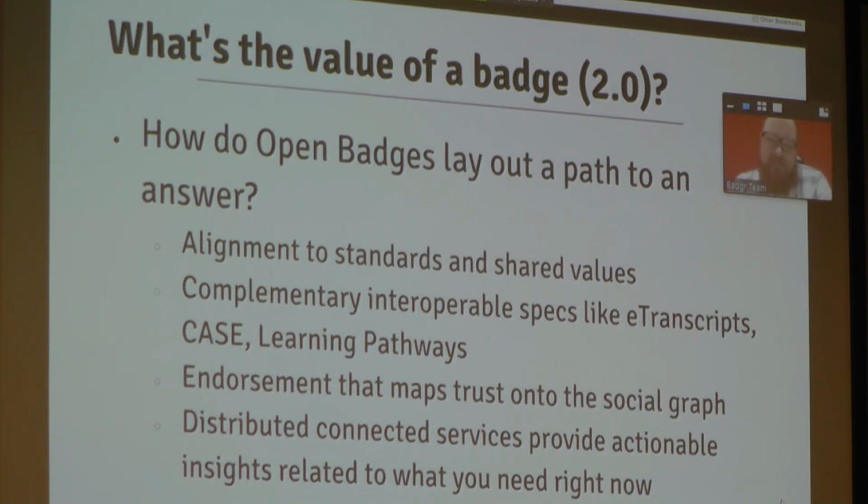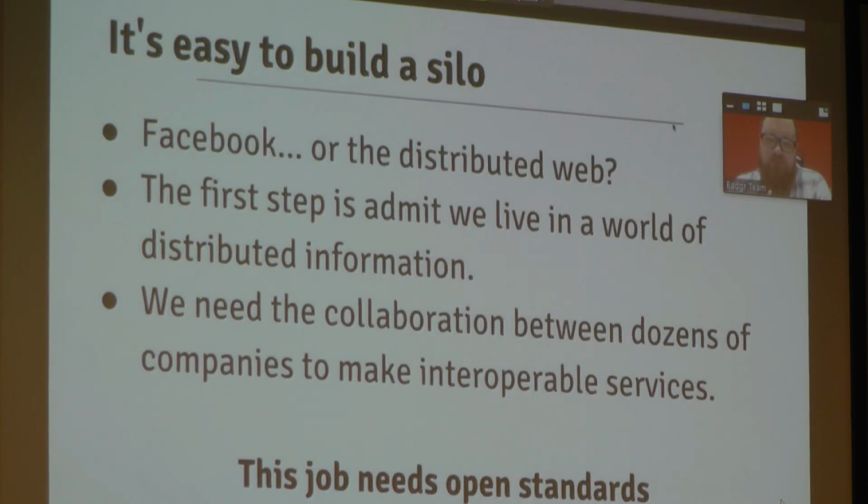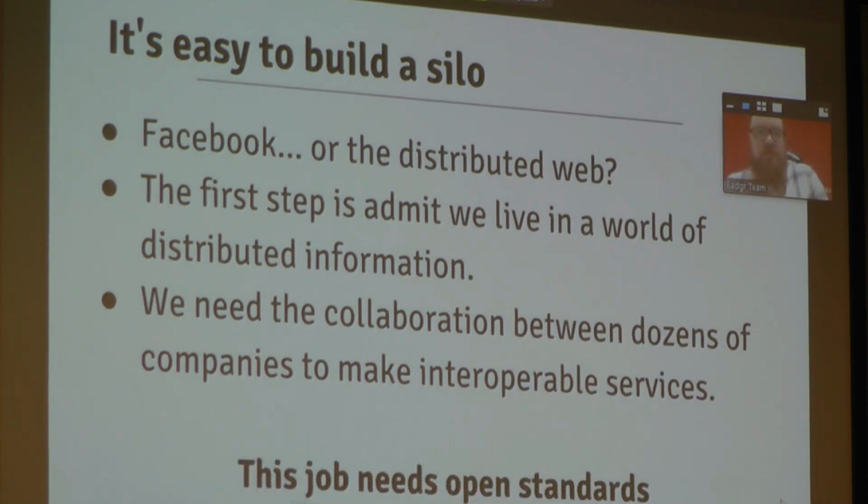So Open Badges 2.0 lays out a path to answering these things by allowing us to put interesting data into the trust graph. So what do we build when we're trying to build an infrastructure for trust? And I come at this from a software development perspective. What I think is it's really easy to build siloed. It's easy to build if we don't want to collaborate with others. We collect data, we model it, we build the ability to query across that data, and we deliver some type of answer to our users when they ask a question.